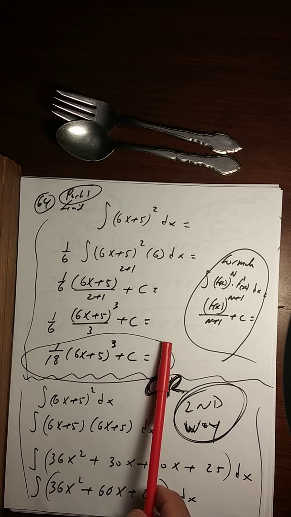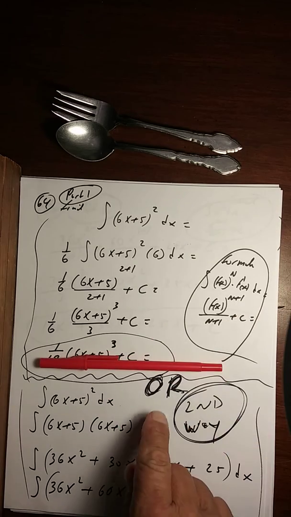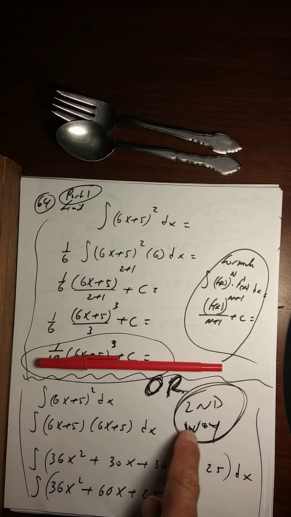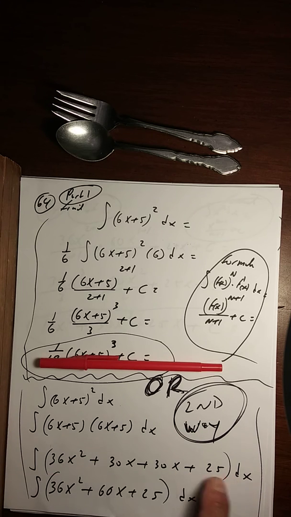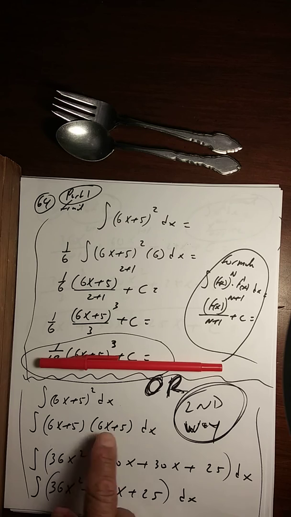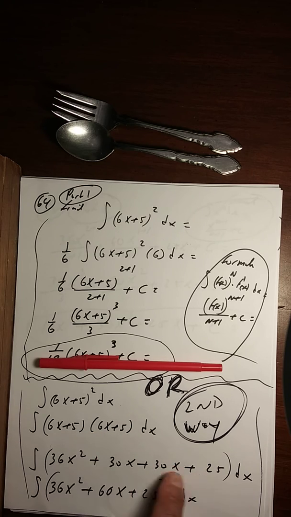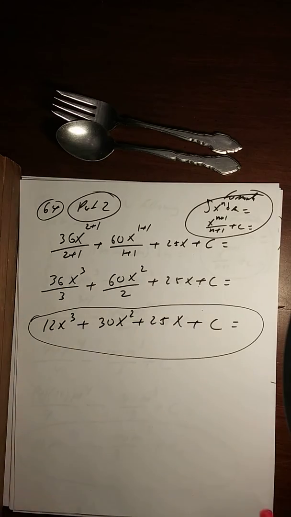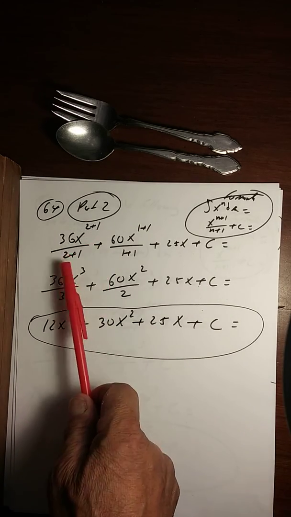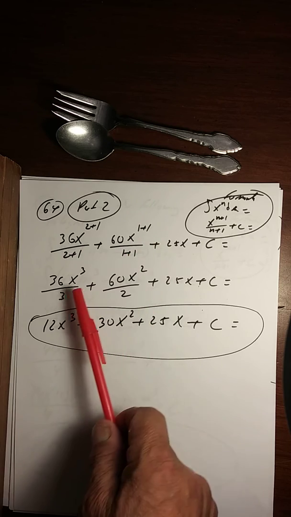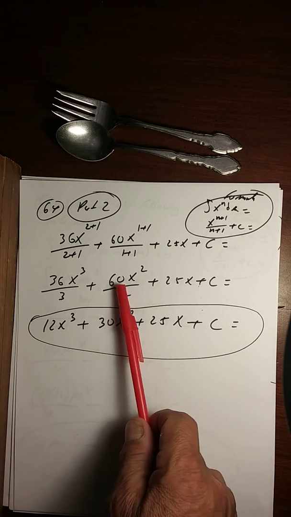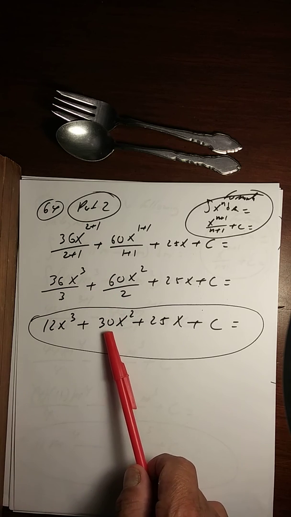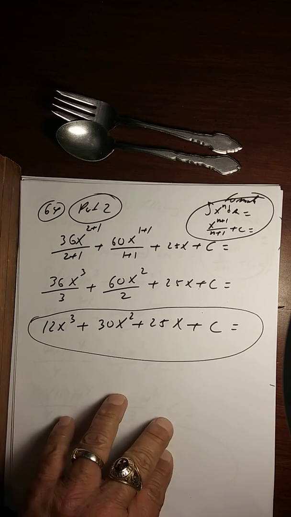Or another way, we can expand this one out. 6x plus 5, 6x plus 5. The second way. FOIL it out. 6 times 6 is 36, 6 times 5 is 30, 5 times 6 is 30. So we have this. Now, integrate these guys. We're going to get 36x to the 2 plus 1, 30x to the 1 plus 1. So 36x cubed over 3, 60x squared over 2. Divide, divide. So we have 12x cubed plus 30x squared minus 25x plus c.